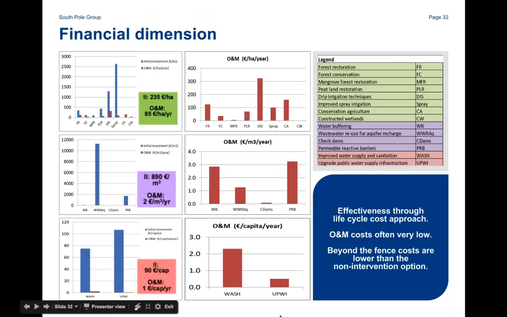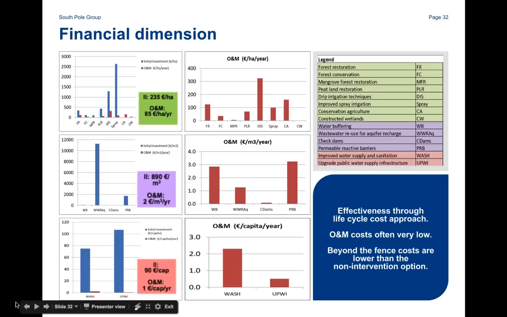Some other outcome from our research is that despite these figures, which might seem high but are actually not high, the beyond the fence measures costs are lower as compared to the option of non-intervention, which for companies might indeed create high reputational and regulatory risk affecting their production lines.